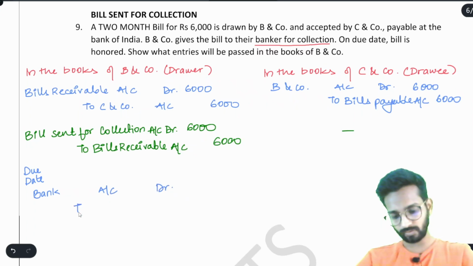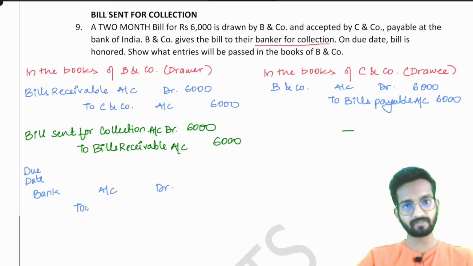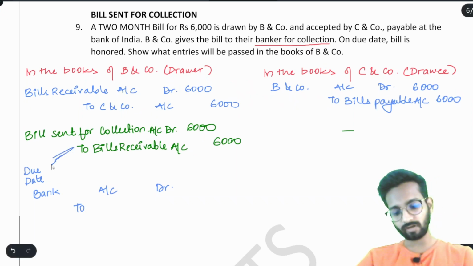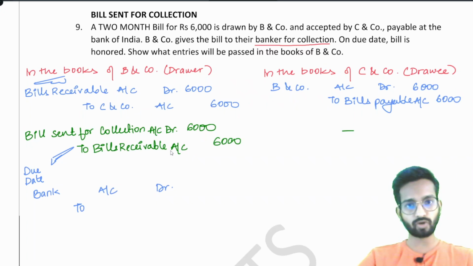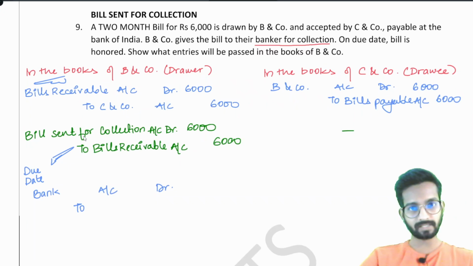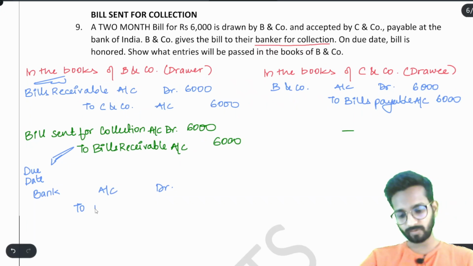debit to. Now think, on the due date you cannot write bills receivable here. Why? Because bills receivable is already gone. You had bills receivable on the first day. Now bills receivable has already been sent for collection. So you do not have bills now. Bills receivable was debited, then it is credited. Bills receivable account gone. From whom will you take the money? From that particular account, bill sent for collection. That is our bank only, to whom you have given the work of collecting the amount from C and Co. So bank account debit to bills sent for collection. How much? 6,000.